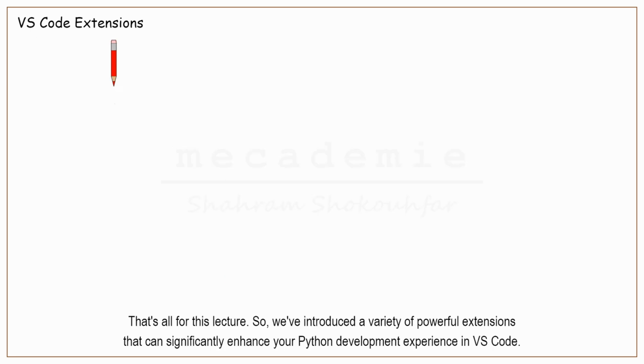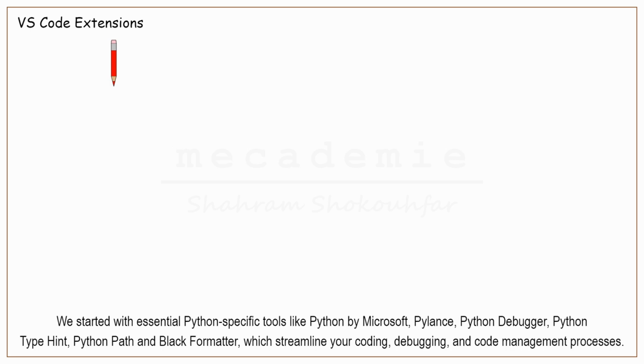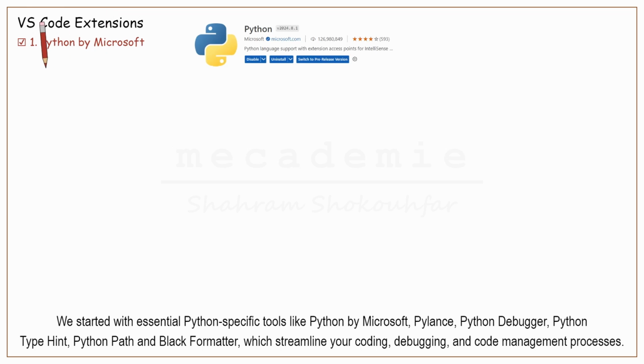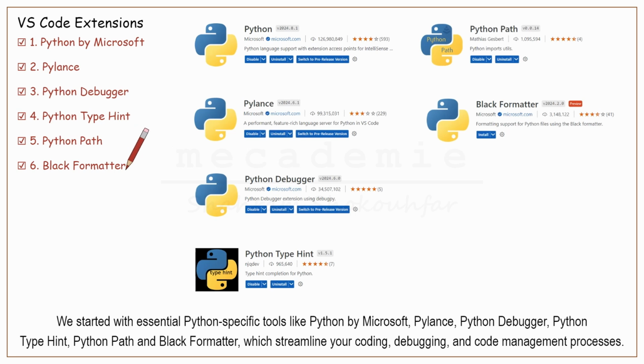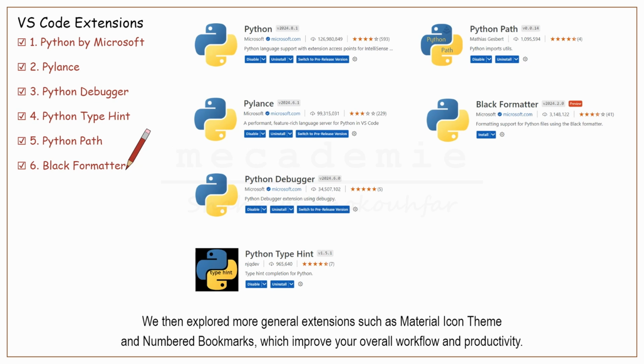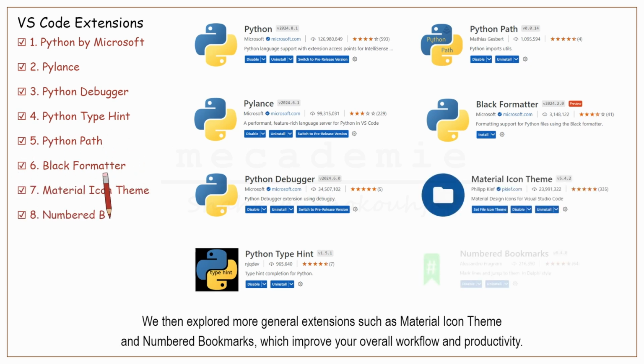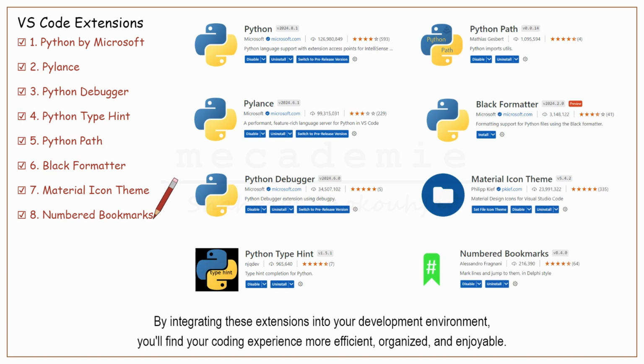So we've introduced a variety of powerful extensions that can significantly enhance your Python development experience in VS Code. We started with essential Python-specific tools like Python by Microsoft, Pylance, Python Debugger, Python TypeHint, Python Path, and Black Formatter, which streamline your coding, debugging, and code management processes. We then explored more general extensions, such as Material Icon Theme and Numbered Bookmarks, which improve your overall workflow and productivity.